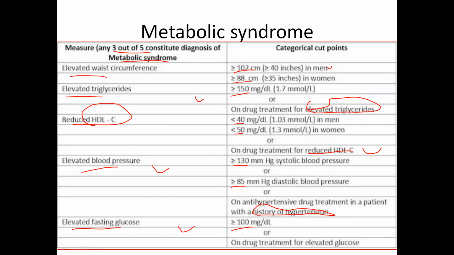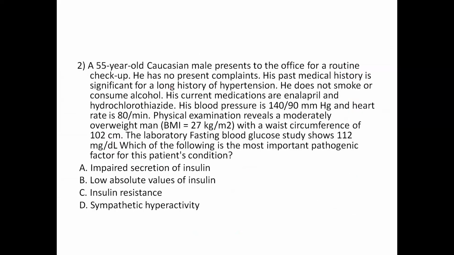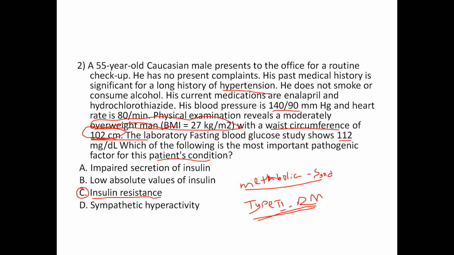In short, metabolic syndrome means a cluster of conditions that occur together, increasing your risk of heart disease or cardiovascular disease, and also stroke as well as type 2 DM. The importance of diagnosing metabolic syndrome in a patient is to assess the risk of the patient to have heart disease, a stroke, and also type 2 DM, and then we will manage accordingly. So definitely this patient has insulin resistance.